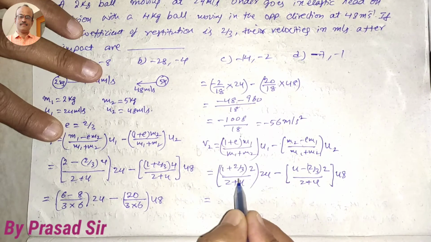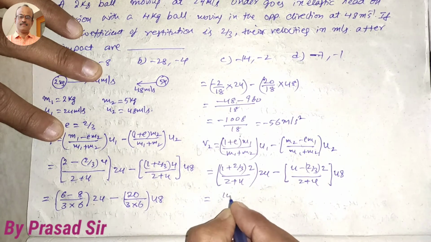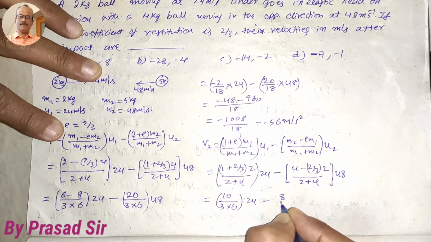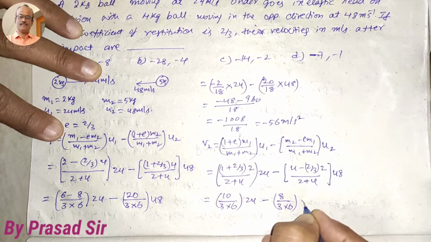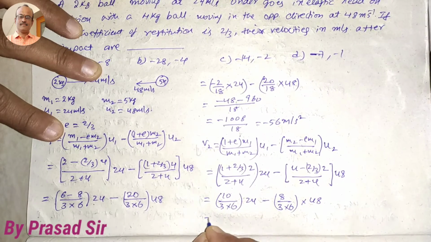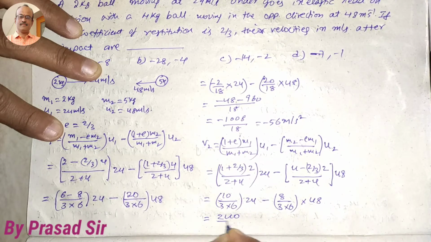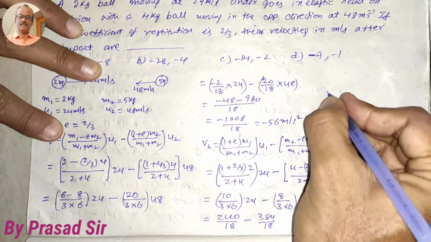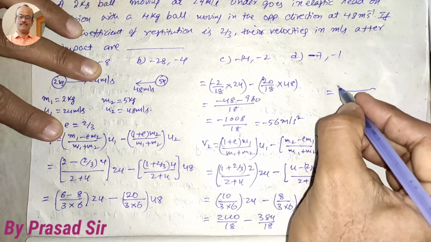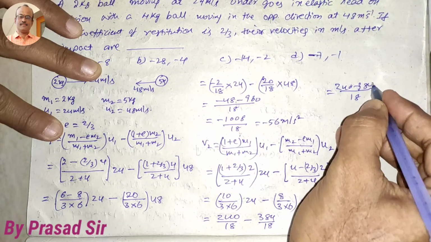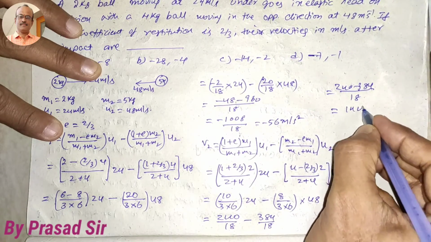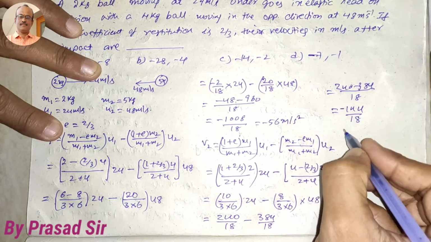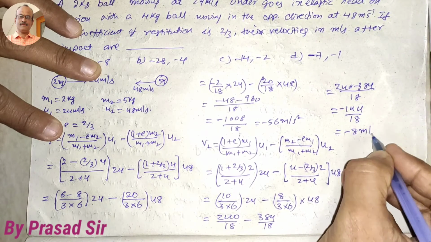Now on simplification, we are getting 10 divided by 3 into 6 into 24 minus 8 divided by 3 into 6 into 48, which is equal to 240 divided by 18 minus 384 divided by 18. Taking LCM 18, that is 240 minus 384, which is equal to minus 144 divided by 18, which is equal to minus 8 meters per second.